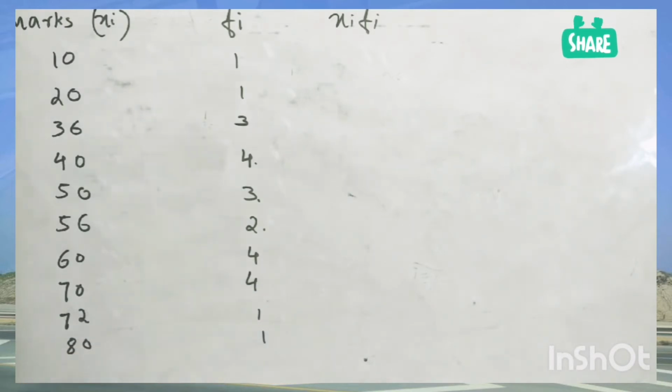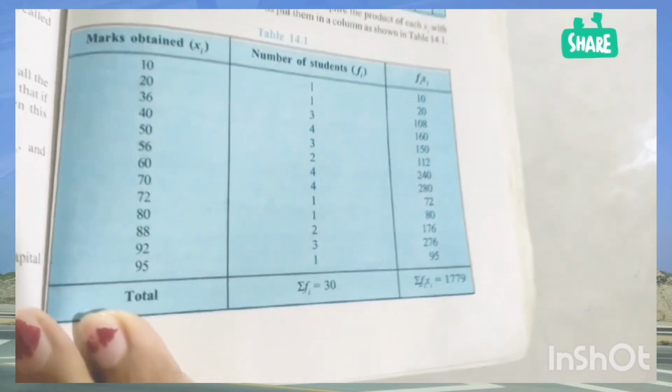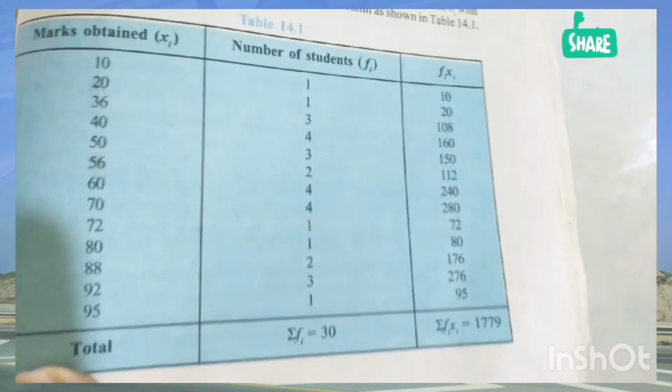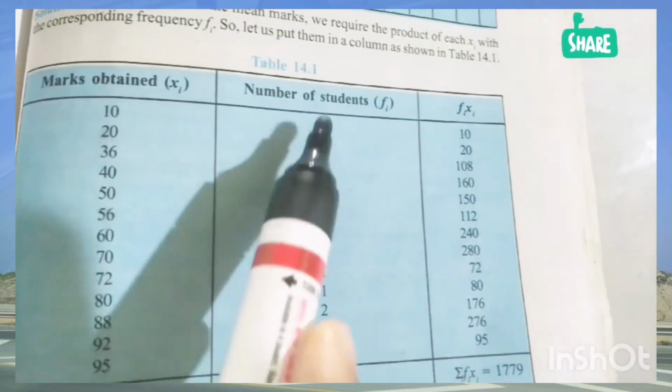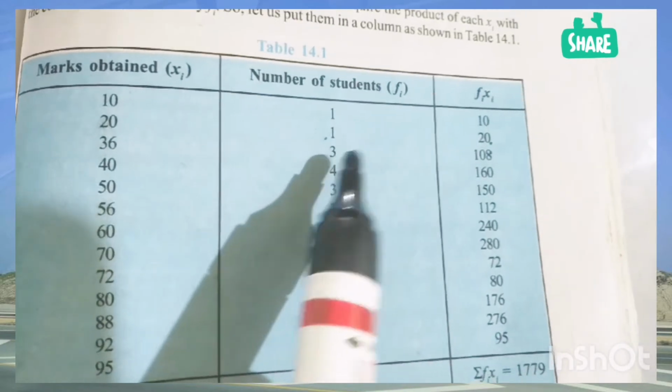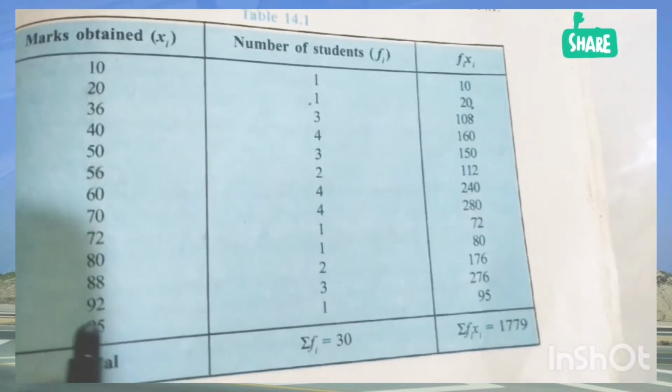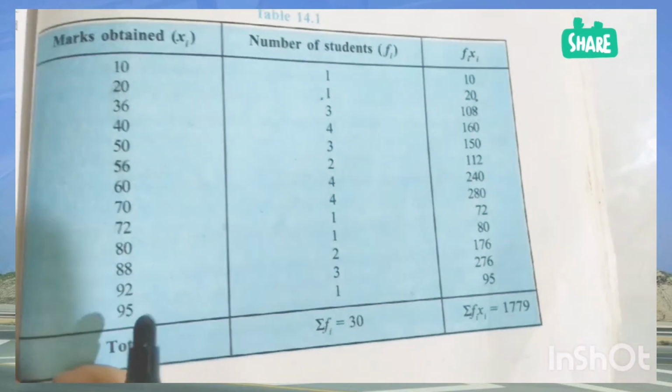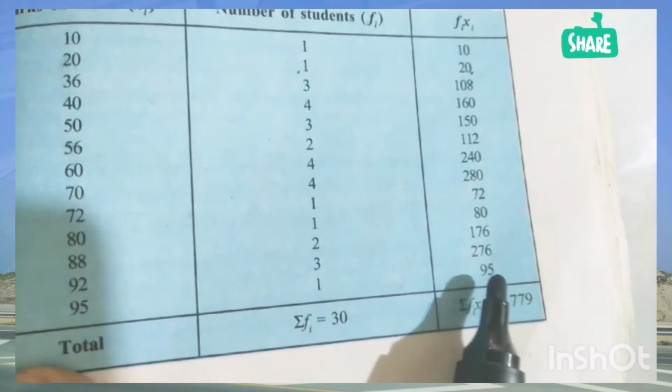81, 88, 2, 92, 3, 95, 1. Okay, this is our given information, and corresponding to these values we need to find fi xi or xi fi. That means 10 into 1, that is 10, 20 into 1, 20, 36 into 3, 108. Similarly we will find it till 95 into 1, 95.